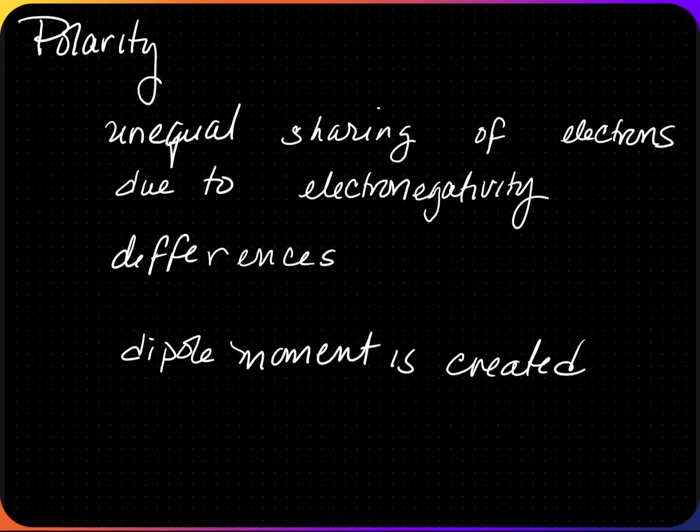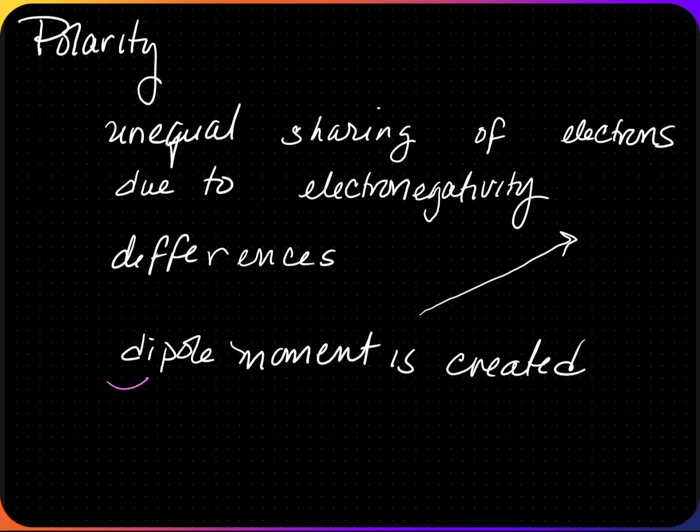Polarity occurs because there's unequal sharing of electrons due to electronegativity difference. In the last unit, we learned that electronegativity increases going diagonally up to fluorine on the periodic table. When there's an electronegativity difference, a dipole moment is created.